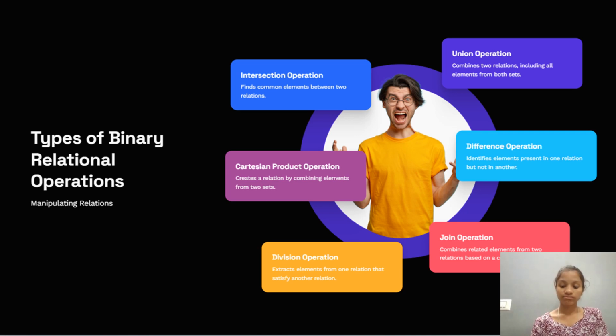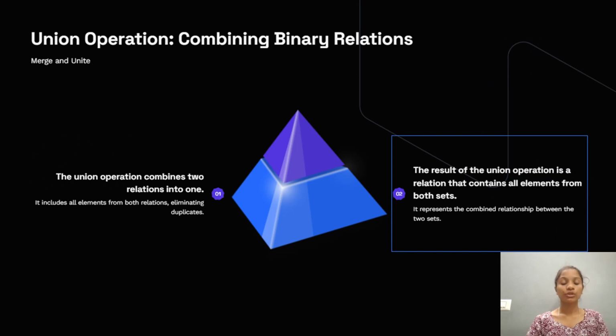Next, now let us look deeper into the union operation. The union operation combines two relations into one. It will combine the values of those two tables into one.